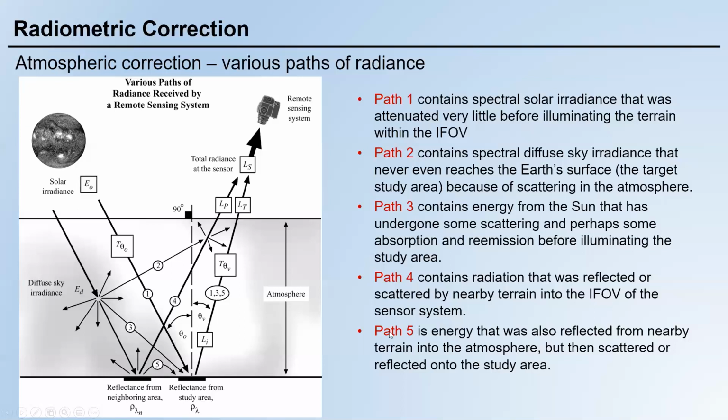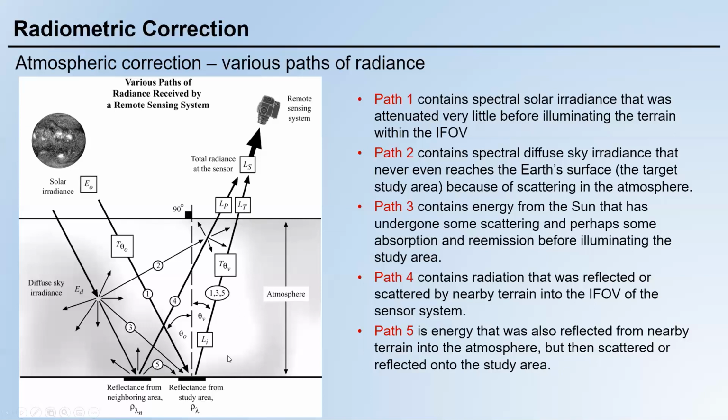Path 5 is energy that was also reflected from nearby terrain into the atmosphere, but then scattered or reflected onto the study area. So you can say some EMR is reflected by the neighboring area. And again, after that, it reaches the study area and is reflected by the study area. So energy from path 5 is also something we do not want.